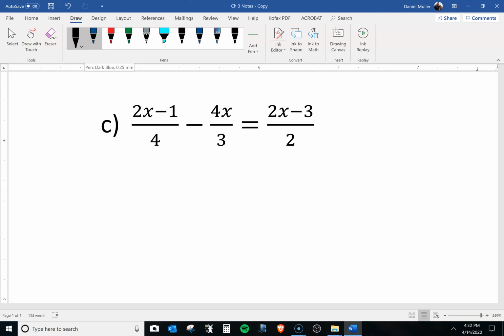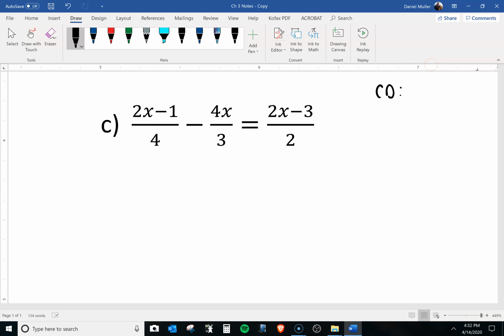So one of the ways you could do it is to go 4 times 3 times 2. So 4 times 3 is 12. 12 times 2 is 24. Common denominator of 24. So can 24 be divided by 2? Yep, 12. Can 24 be divided by 3? Yep, 8. Can 24 be divided by 4? Yep, 6. So that would work.